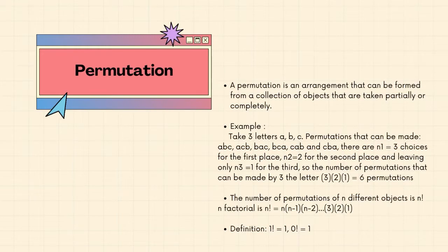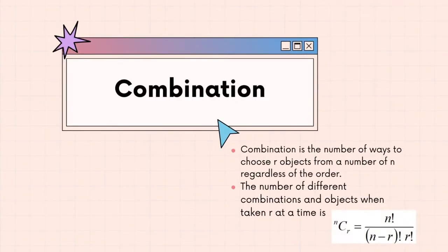The number of permutations of n different objects is n factorial. By definition, 1 factorial equals 1 and 0 factorial equals 1. And the next is combination. Combination is the number of ways to choose r objects from n regardless of the order. The number of different combinations of n objects when taken r at a time is, as you can see, the formula of combination.